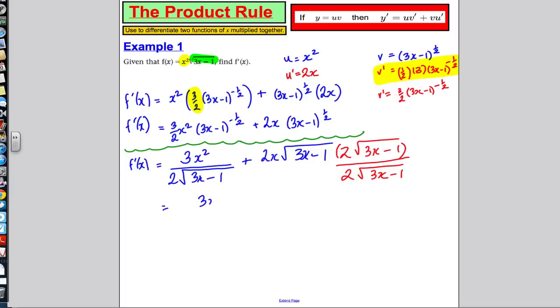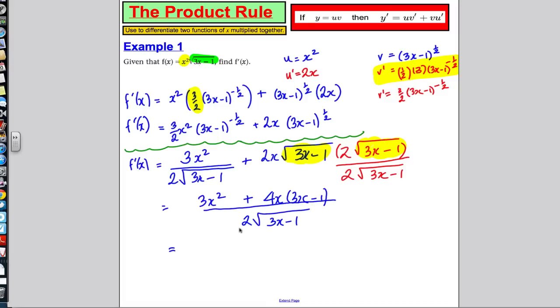I would have 3x squared on top. From here, I would have the 3x, the square root of 3x minus 1 multiplied by the square root of 3x minus 1 would just give me 3x minus 1. And the 2 and 2 would give me 4, and I still have the x. So I would have 4x, 3x minus 1, all over 2 square root 3x subtract 1. And I could multiply that out and tidy up just to finish with.